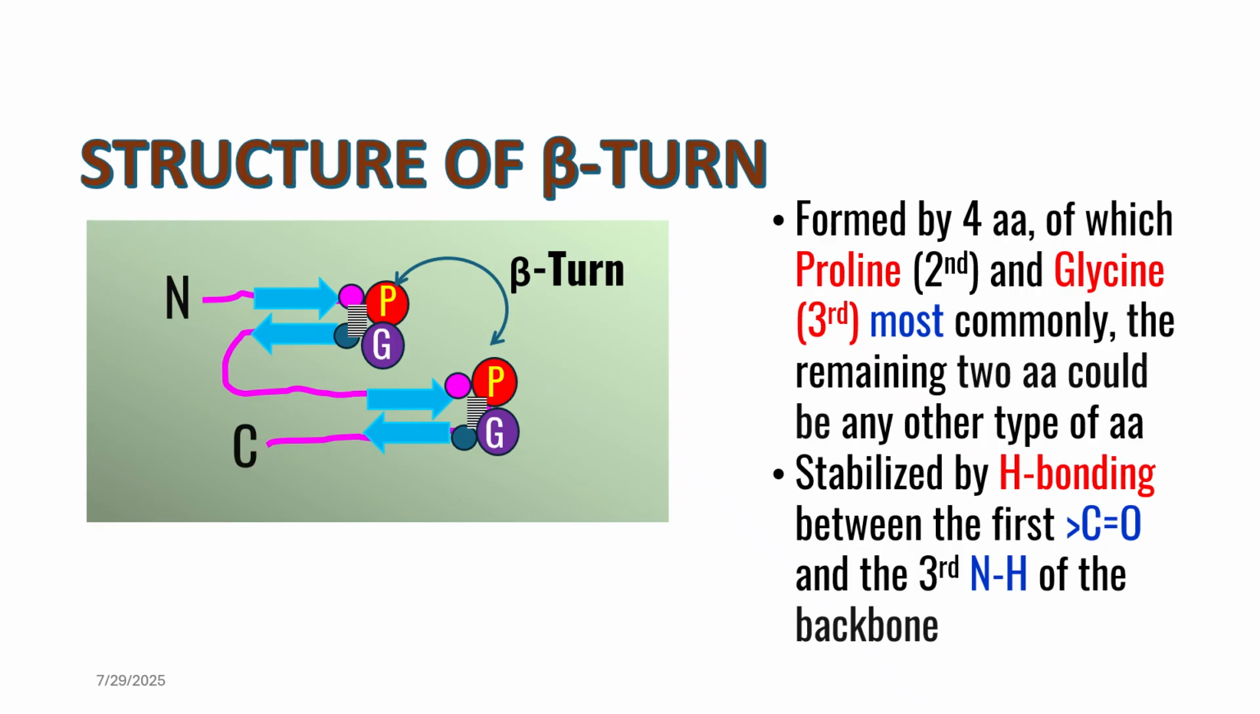Similar to other secondary structures, this is also stabilized by hydrogen bonding between the first carbonyl oxygen and the third amide hydrogen of the peptide bond or the backbone. So this is all about the stability and the structure of beta turn.